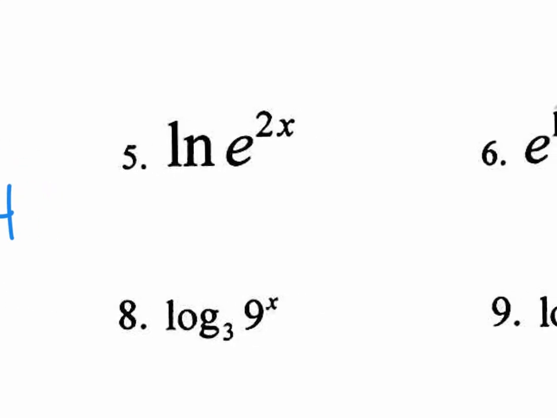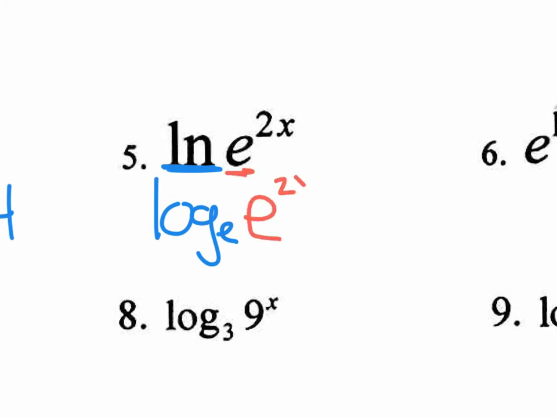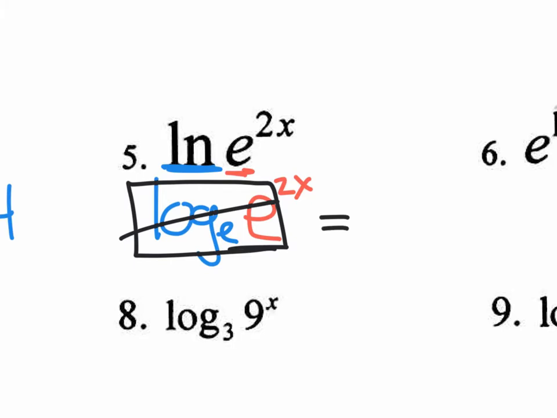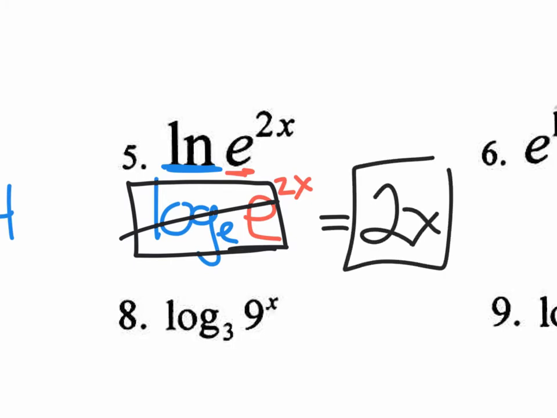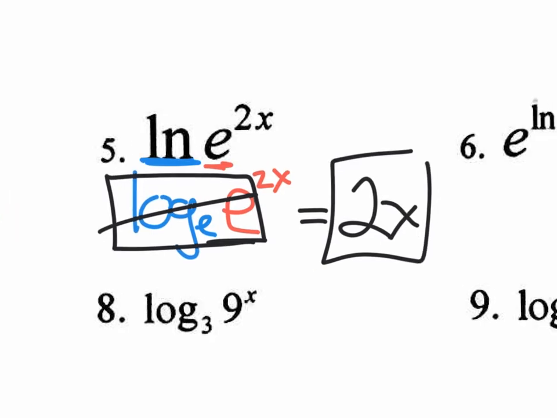ln of e. Well, remember, what is ln? What does ln actually mean? You could rewrite it as log base e of this guy, which is e, and then to the 2x power. And we know that log base something of that same something cancels out, so your final answer is just 2x. I hope this is making sense. Feel free to pause and rewind if you need to see it again.